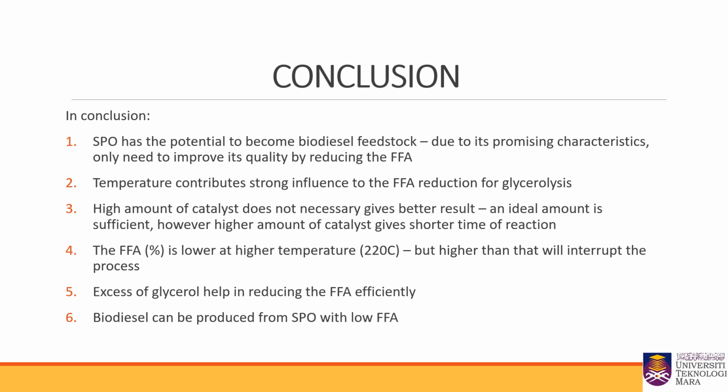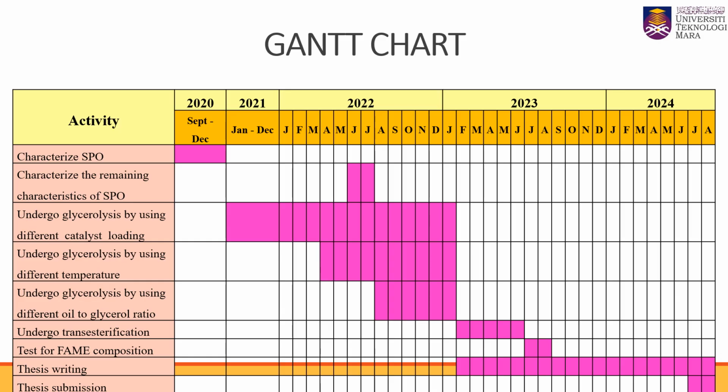Okay, so the conclusion is SPO has the potential to become biodiesel feedstock due to its promising characteristics, and only needs its quality improved by reducing the FFA. Temperature has a strong influence on the FFA reduction in glycerolysis. A high amount of catalyst does not necessarily give a better result. An ideal amount is sufficient. However, a high amount of catalyst gives a shorter reaction time. The FFA is lower at higher temperature, but going higher than that will interrupt the process. Excess glycerol helps in reducing the FFA efficiently. Biodiesel can be produced from SPO with low FFA.